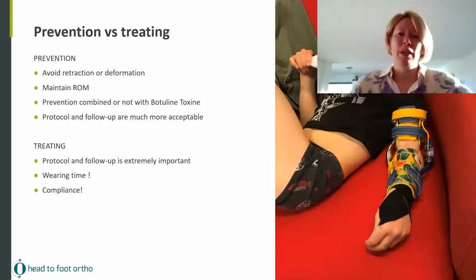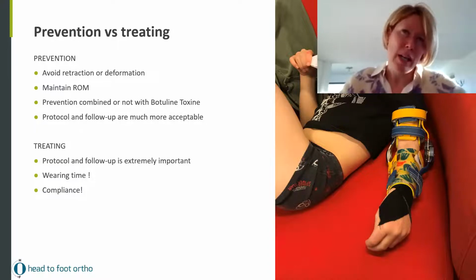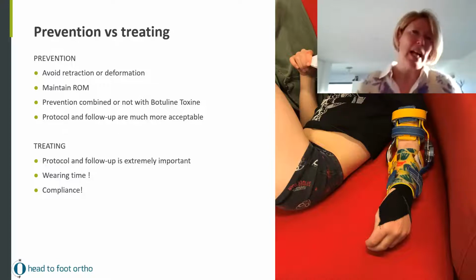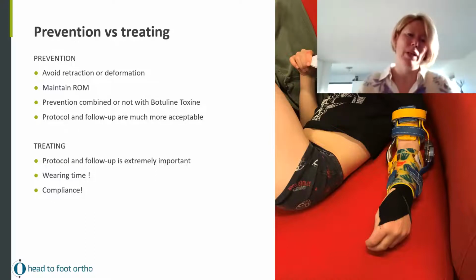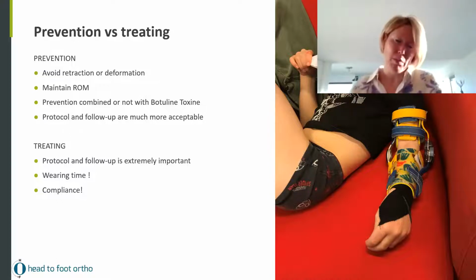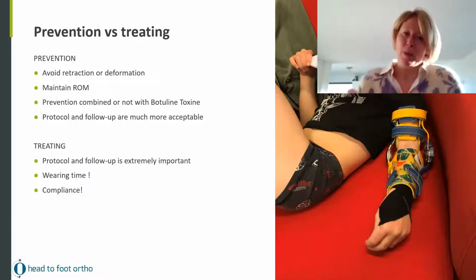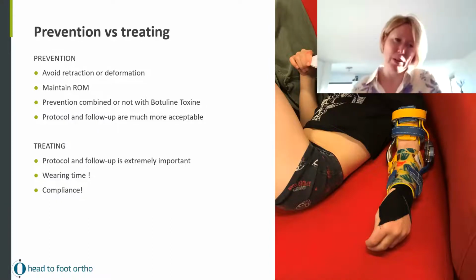Talking about prevention and treating, prevention is much easier for the patient to wear and to accept, because we can just say, we want you to wear it as much as possible, but it does not have to be worn at least so many hours each day. If you have a treatment, it's really important that we know how many hours you're wearing it, that we measure whether we have a gain or not, because, as we will see later on, we need to know how much torque we need to apply on that joint. So wearing the brace for prevention is much more acceptable for the patient than wearing it for treating.